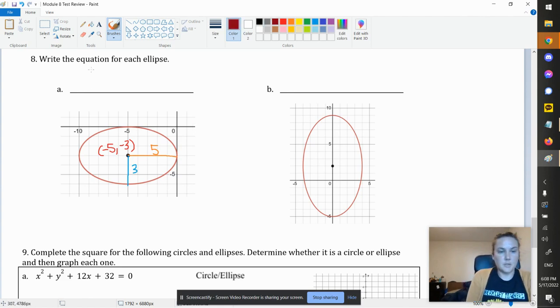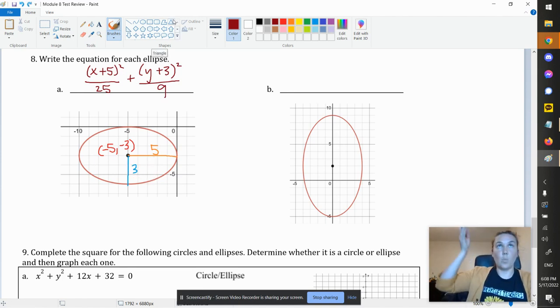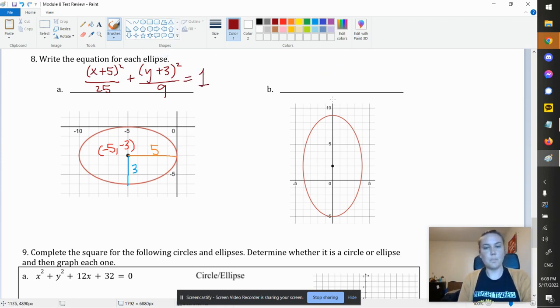When we put this all together, we say it's x plus 5. That's from the center x point being -5. Divided by 25. That's from 5 squared. Plus y plus 3. That's again from this right here. Squared. Divided by 9. That's this y-axis squared. And then it always, for an ellipse, equals 1.